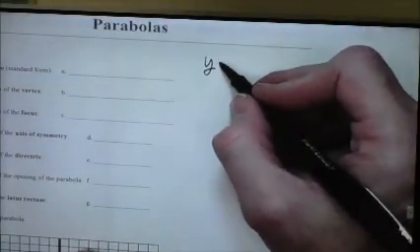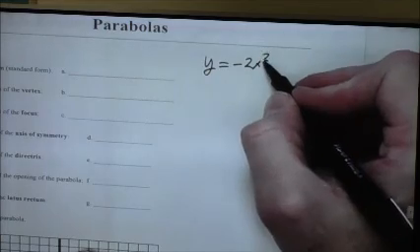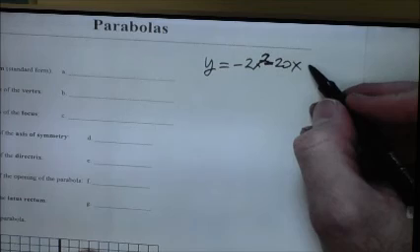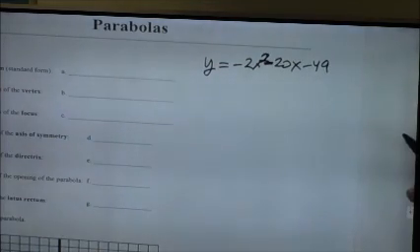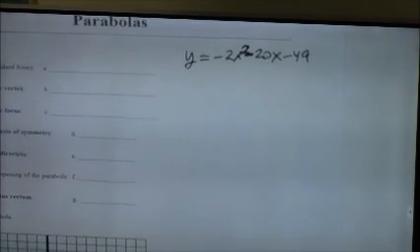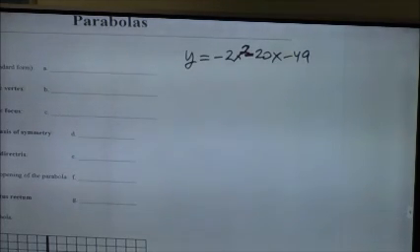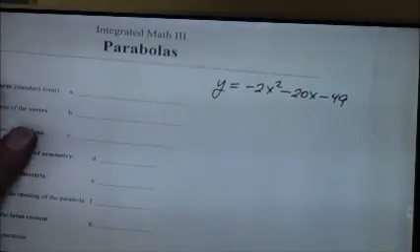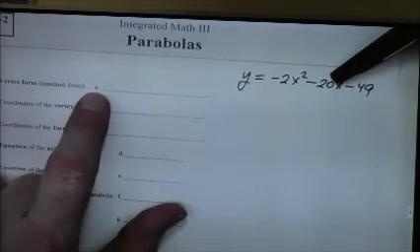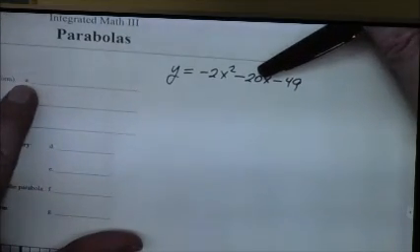I'm going to write y equals negative 2x squared minus 20x minus 49. So please write that out on there. I wrote a little meter on this one, so you can see it. What we're going to do first is change this into the standard form, the vertex form. So I'm going to go over and show you how to do that.